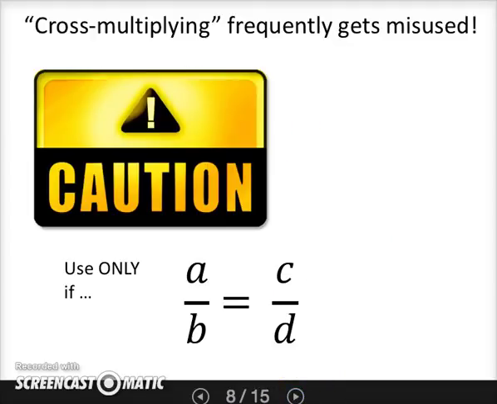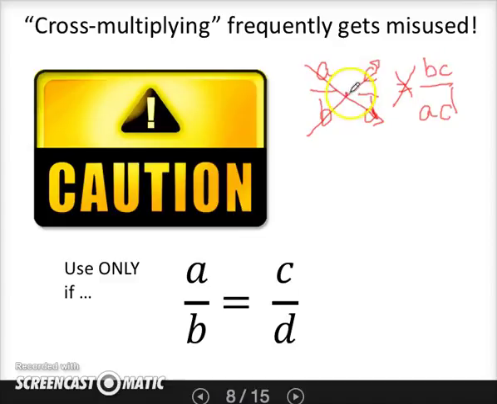Be careful, because cross-multiplying frequently gets misused. Oftentimes, you're asked to simplify an expression like a over b times c over d. And I've been told many times by math students that they should just cross-multiply and say that this is the same as bc over ad, which is simply not true. There was a multiplication sign here, whereas here we have an equal sign.